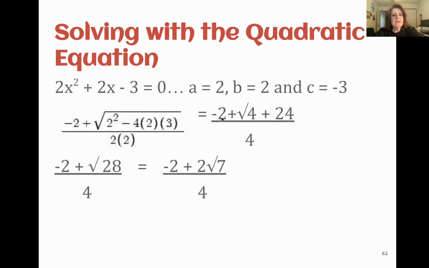So that you have -2 plus or minus the square root of 4 plus 24 over 4. That's -2 plus or minus square root of 28 over 4. The square root of 28 is 2 square roots of 7, which then can be reduced by taking 2 out of each term to -1 plus or minus the square root of 7 over 2.